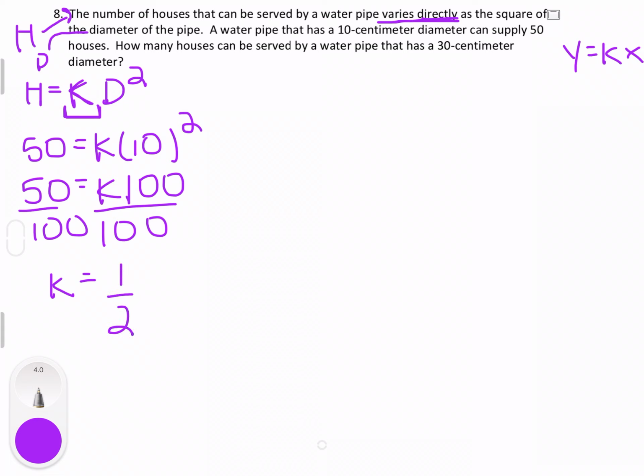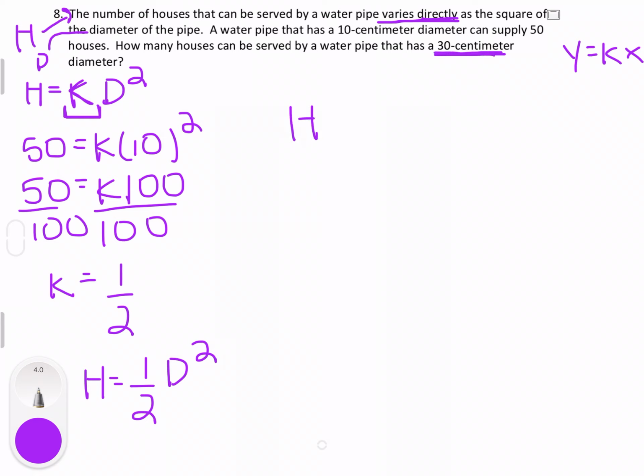So go ahead and plug that back into our general equation. That's going to be h equals 1/2 times our diameter squared. So now that we have our equation, we can answer the final question that's asking us: how many houses can be served by a water pipe that has a 30 centimeter diameter? So you're just going to plug in that 30 centimeters for d, and plug and chug and figure out the answer.